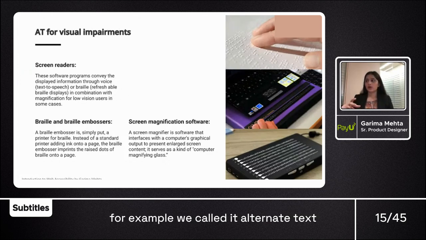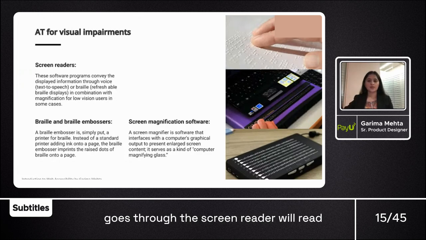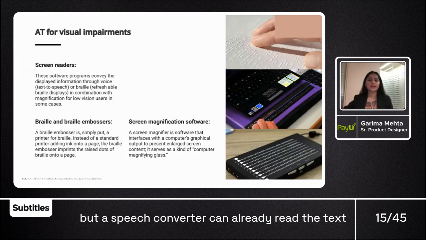For example, we call it alternate text, alt text. So an image can also have an alt text coded with it. So when a screen reader goes through, it will read what is in the image for the person. But a text-to-speech converter can only read the text.